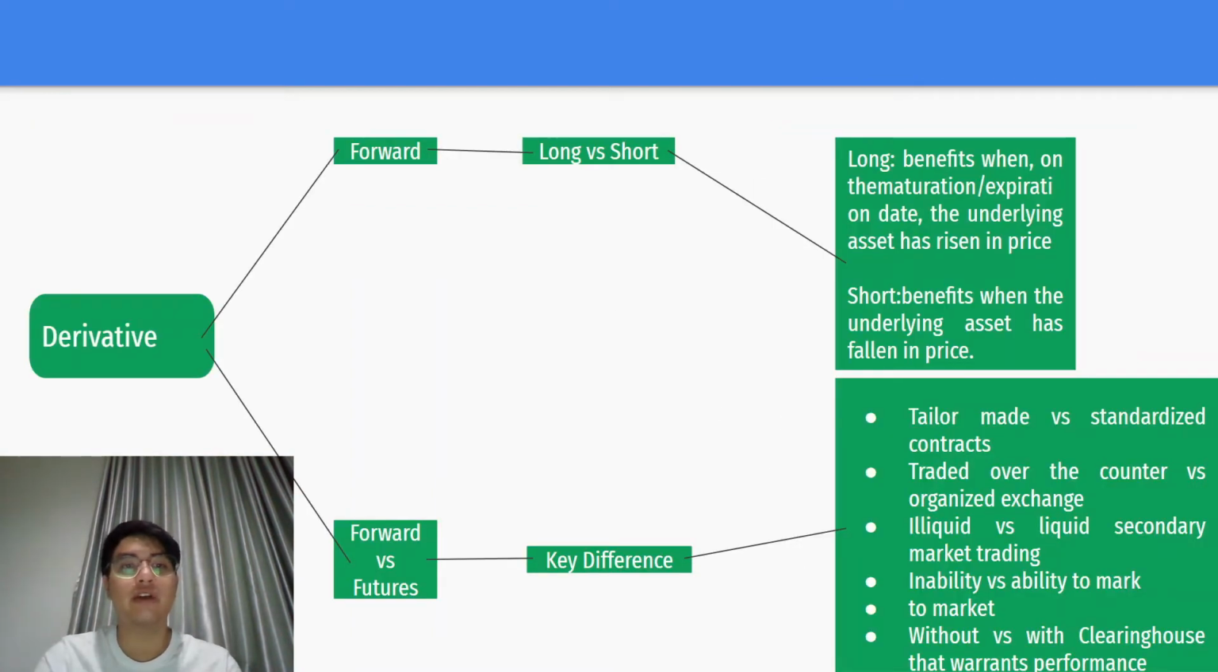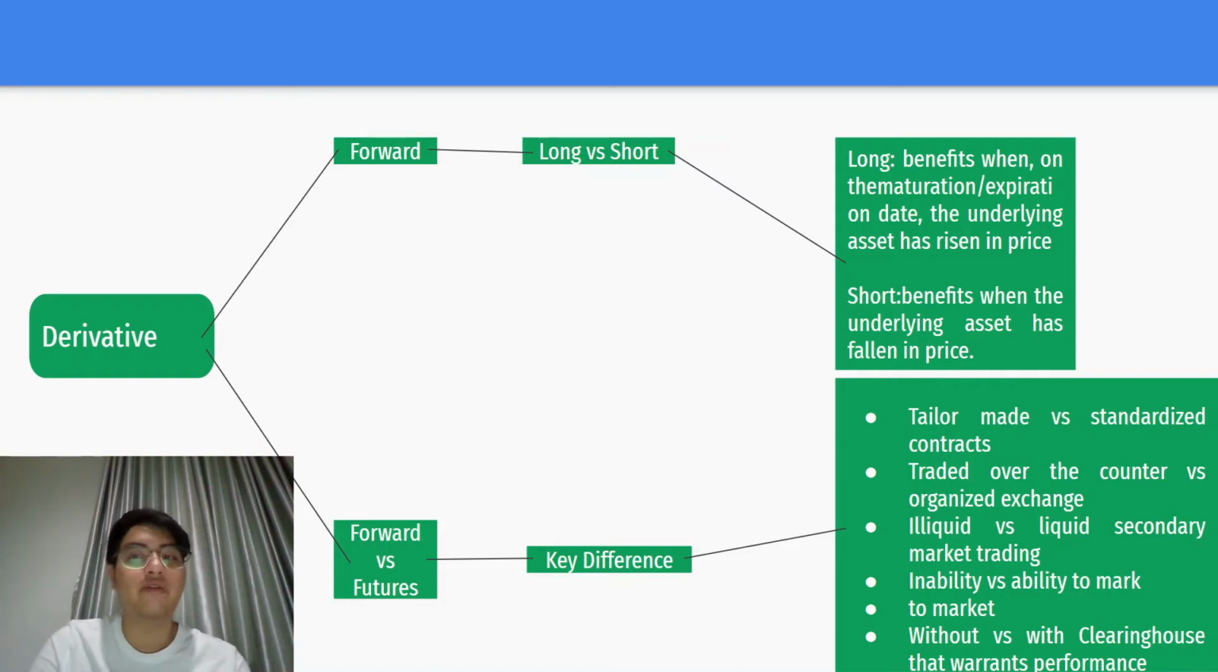Second topic is derivative and has subtopics of forward and forward versus future. First is long versus short. Long benefits when the maturity or expiry date on the underlying asset has risen in price. For example, you have a long position on 100,000 universal price. If the price goes up, you will get a profit.